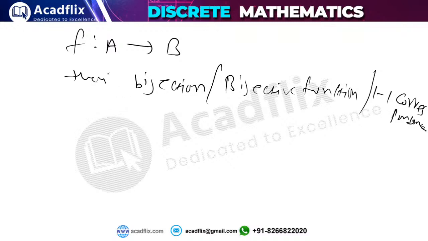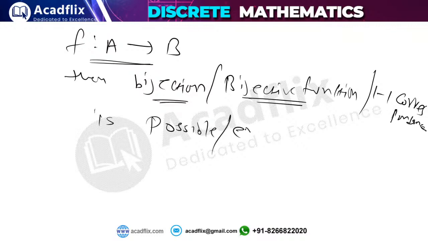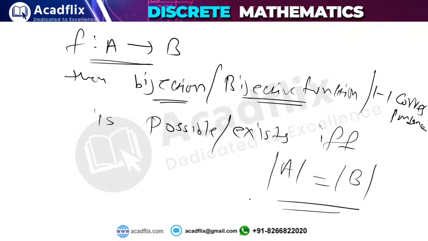So we will say that if you have a function from A to B, then a bijection, or bijective function, or one-to-one correspondence, is possible, or you can say exists, if and only if the cardinality of A is equal to the cardinality of B.